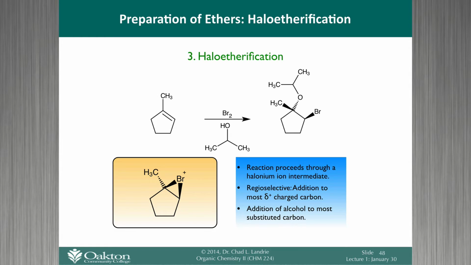Okay, so far we formed ethers by the condensation of alcohols, and the addition of alcohols to alkenes through Markovnikov addition. The third method is by haloetherification. This is also a reaction that should be reviewed. Okay, so let's review quickly the addition of halogens, bromine mainly, to alkenes.